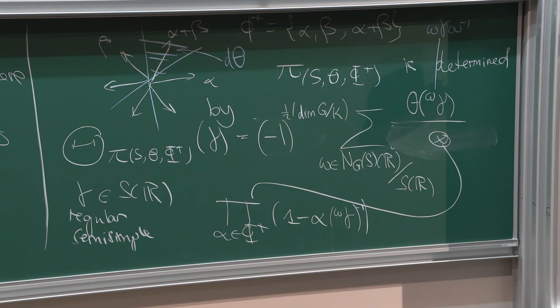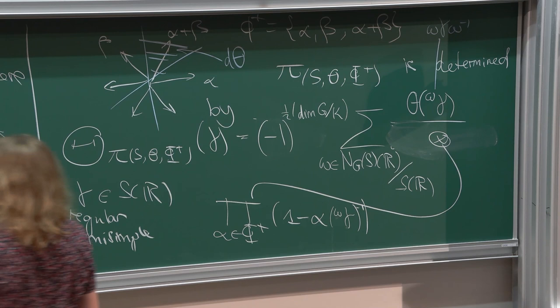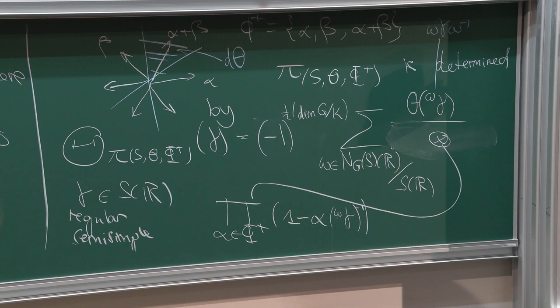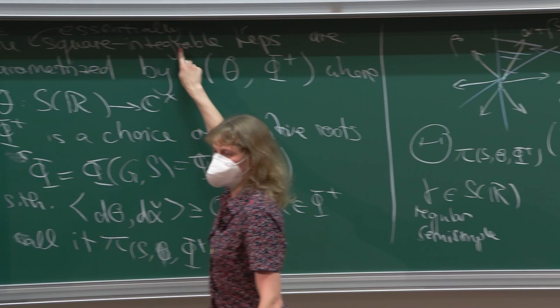Yes. Mm-hmm. No, I think that's, I mean, the representation, of course, you look at square integrable representations, there's an equivalence relation, so they are equivalent if their (g,K)-modules are equivalent.